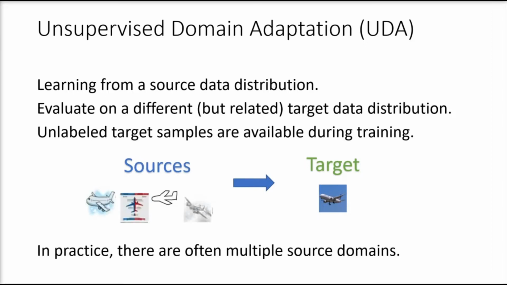In practice, we usually have multiple source domains. For example, images may be taken under several lighting conditions. Medical data may be collected using different versions of a sensor. In all these cases, we wish to leverage the labeled data from all source domains.